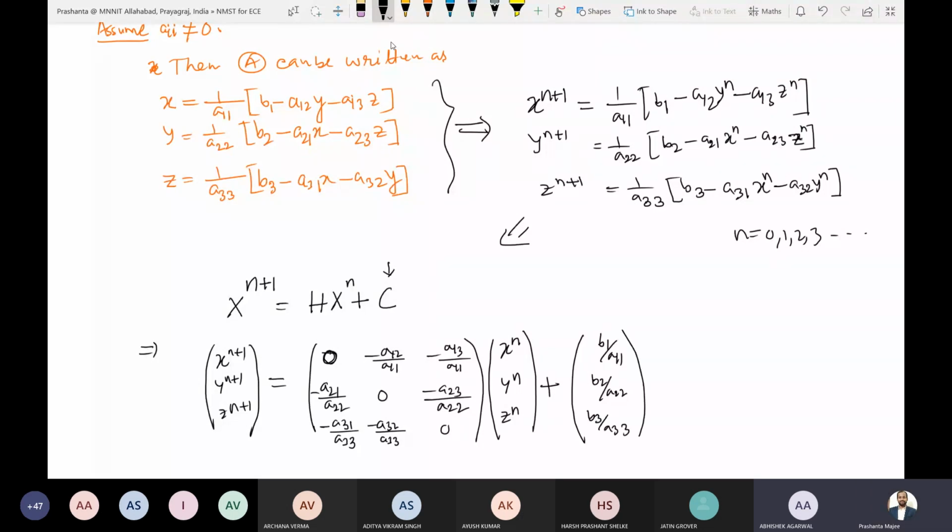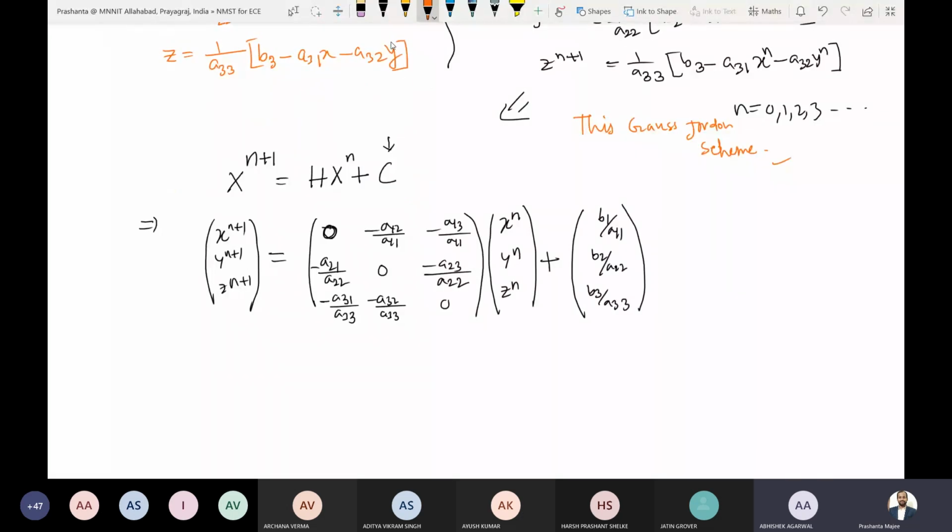So you see, I have written the Gauss-Jordan scheme, or Gauss-Jordan method, in matrix form: X power n plus 1 equals H into X power n plus C. I should not say power n plus 1. The value of x in the n plus 1th iteration is equal to H into the value of x in the nth iteration plus C.